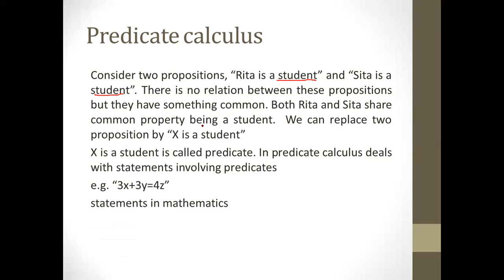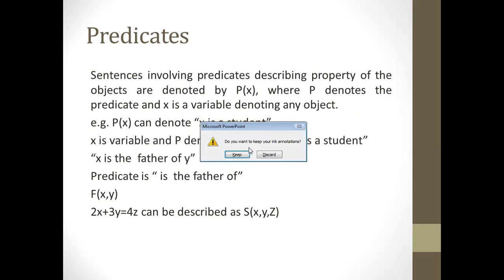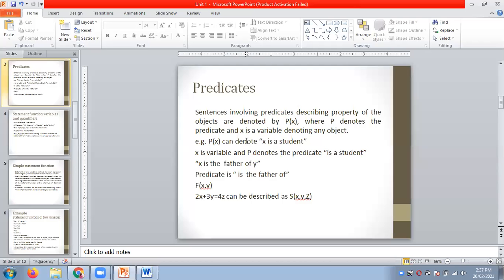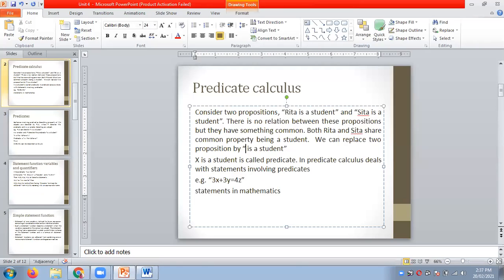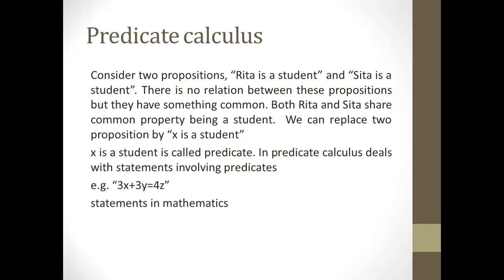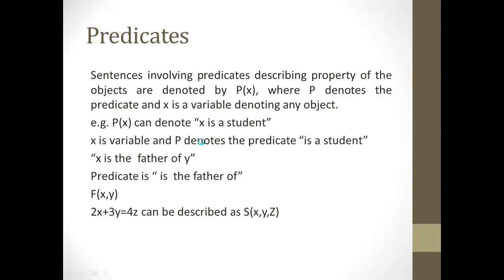So in general we write "x is a student." This x is a variable. Better you write the variable always in small case. So we write x is a student in small case. Similarly, this statement "x is a student" is called a predicate, and in predicate calculus, we deal with statements which involve predicates.